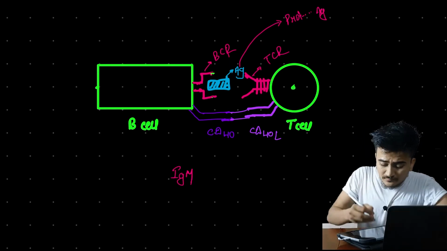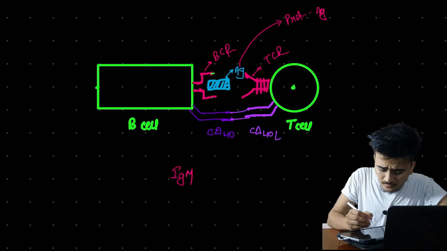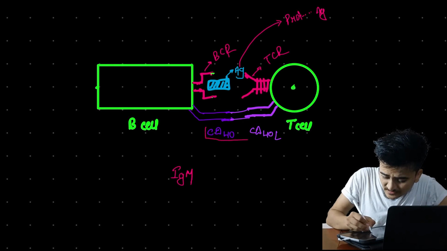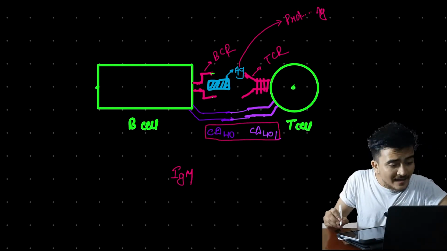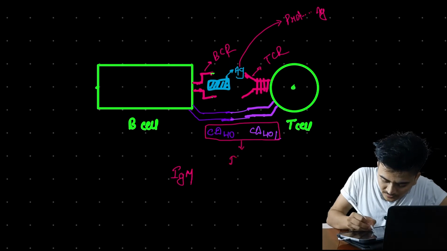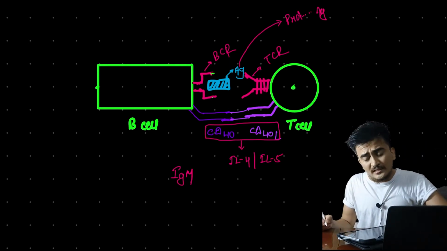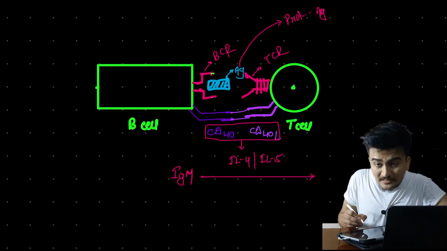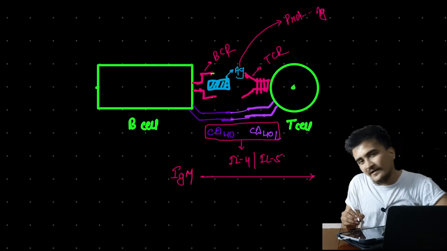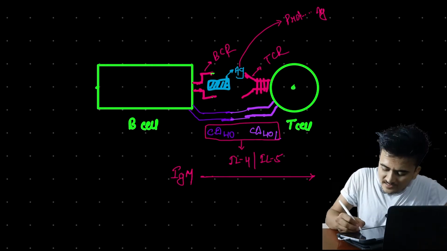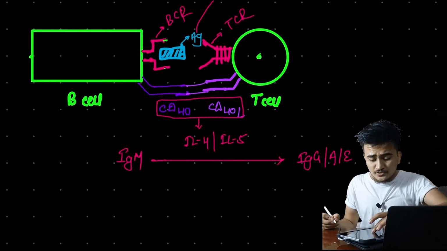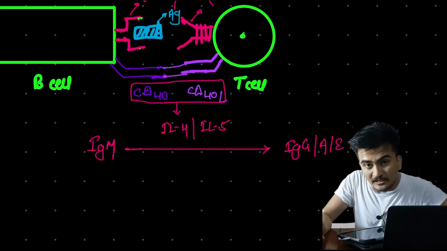What are they? The important thing that we missed, we missed it knowingly, is that this interaction of CD40 and CD40 ligand helps in the formation of interleukin 4 and interleukin 5. Why are these important? These are important because interleukin 4 and 5 play an important role in converting this IgM into other types of antibodies, such as IgG, IgA, IgE. That means here we are talking about converting IgM into other types of antibody.